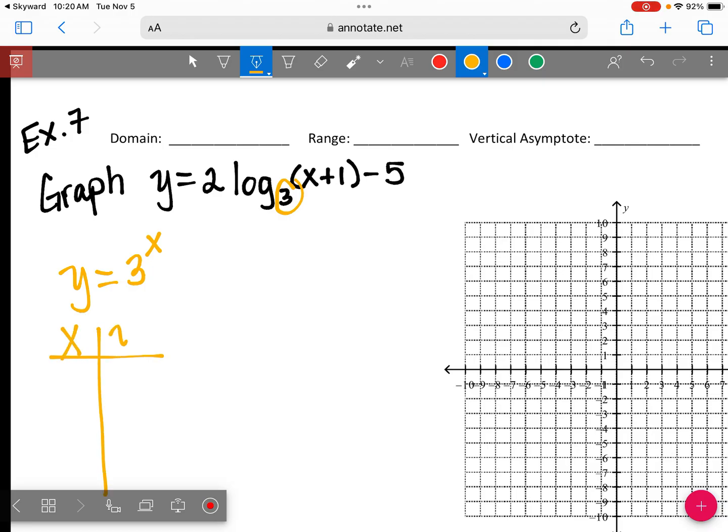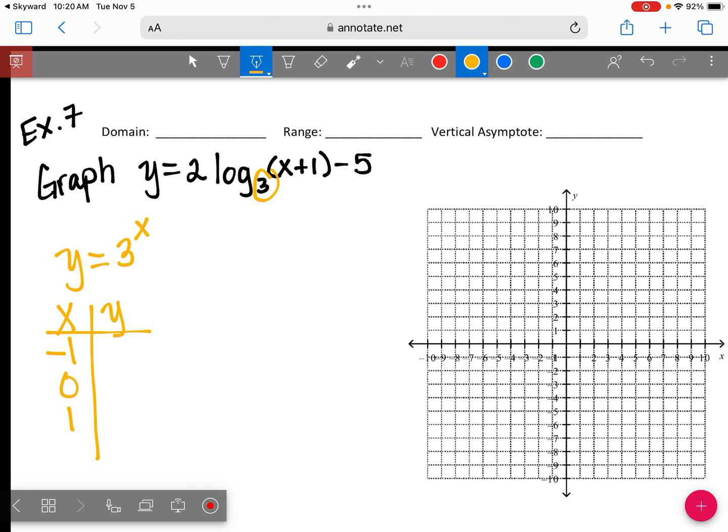And because it's a base 3, we can only put in 4 points now. One of your homework questions has a base 10. So you can only do 3 points, -1, 0, and 1. And we'll talk about that tomorrow too. So if I take 3 to the power of -1, I get a third. 3 to the power of 0 is 1, 3 to the first is 3, and 3 squared is 9. So we don't graph that table. We're going to flip it.